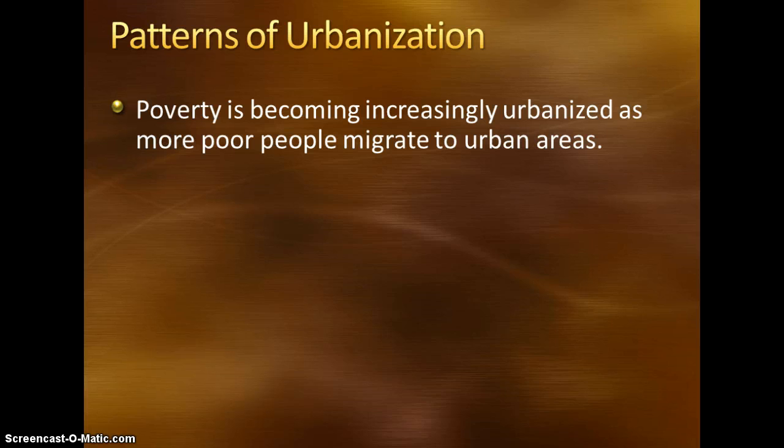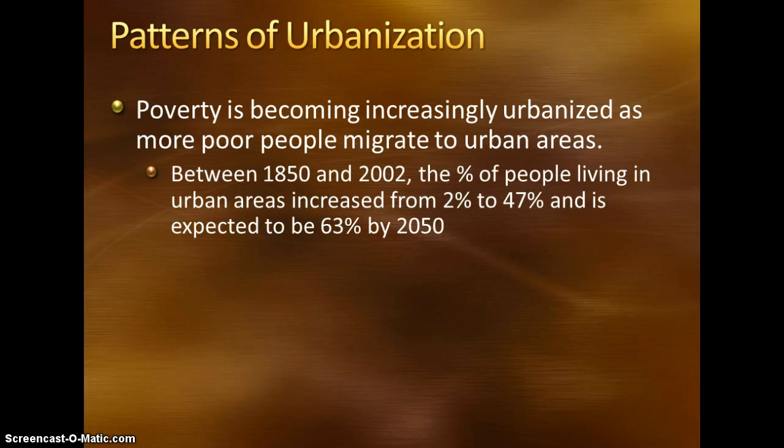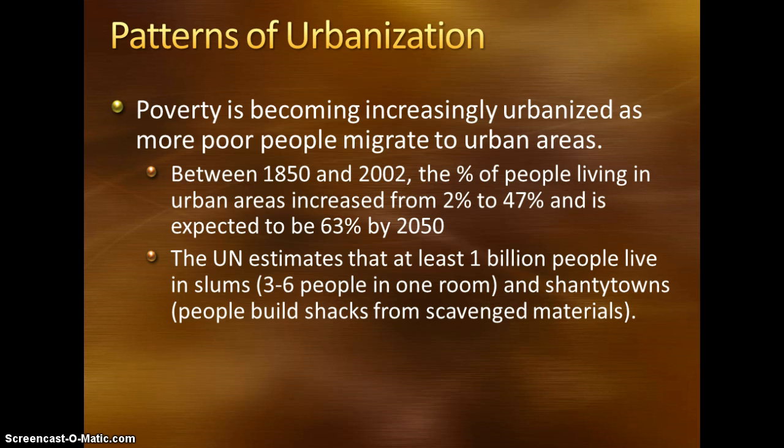What we're seeing is our urban areas are increasing in the levels of poverty. More and more poor people are migrating to urban areas. So a few statistics. Between 1850 and 2002, we increased the number of people living in our urban areas from 2% to 47%. We think that by 2050, 63% of all people will live in urban areas.